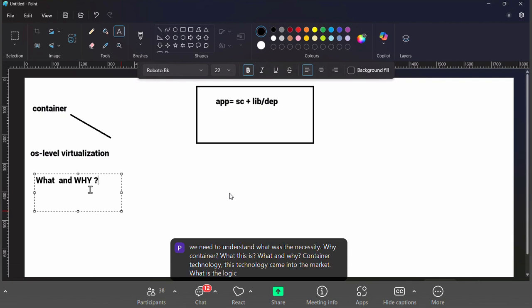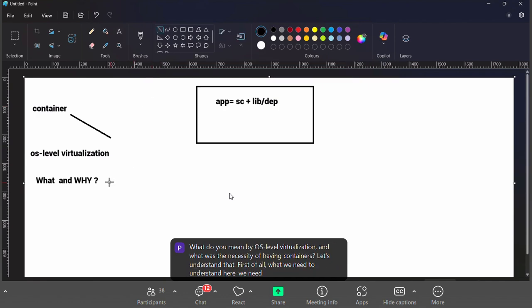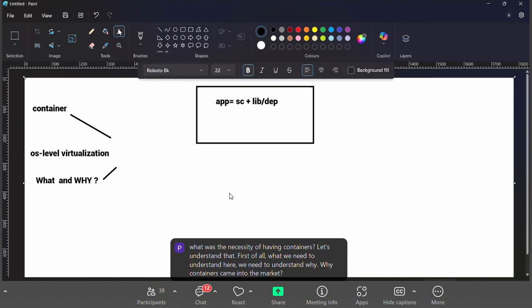What is the logic? The first definition is, what is a container? A container is nothing but a package of application. Package of application is nothing but source code plus libraries and dependencies packaged together. The second definition is OS level virtualization. What do you mean by OS level virtualization, and what was the necessity of having containers? Let's understand that. First of all, we need to understand why containers came into the market. Why did we decide to package the application by using container?